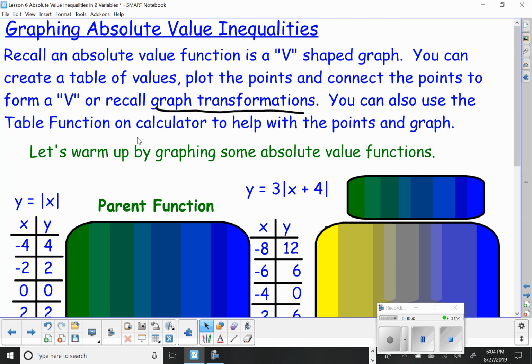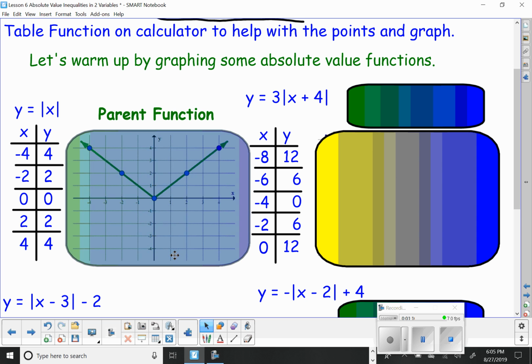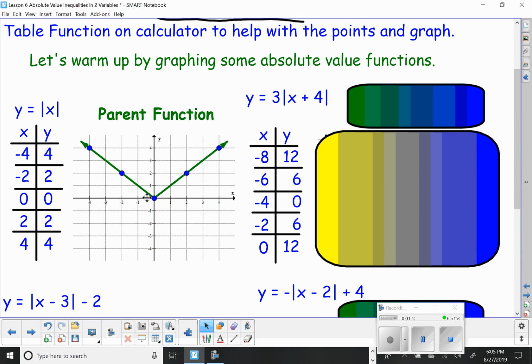Let's warm up by graphing some of these. We're just doing equations, not inequalities right now. So this first one is y equals absolute value of x. Well, that's the parent function. And we know that the absolute value of 0 is 0, the absolute value of negative 2 is 2, the absolute value of negative 4 is 4, of 2 is 2, of 4 is 4. And we know that it is a V with the center point, the point of inflection, at the origin.